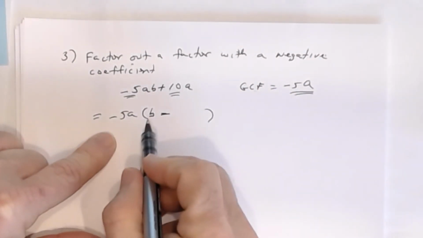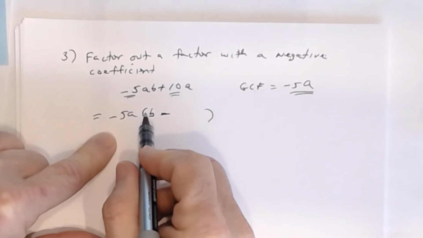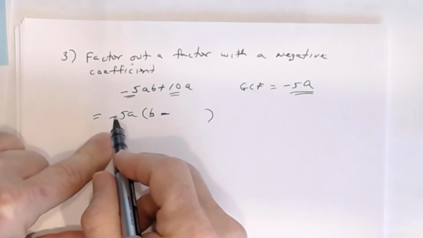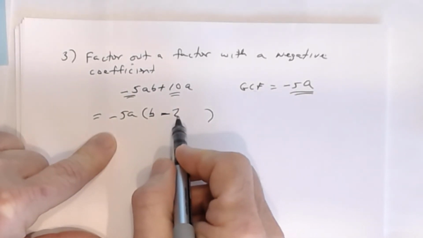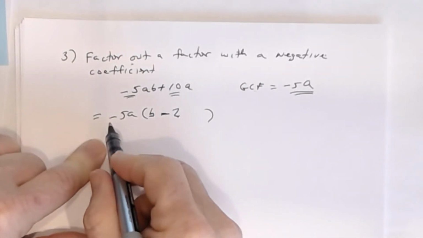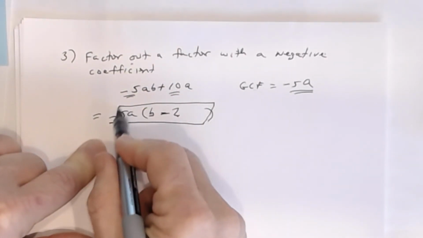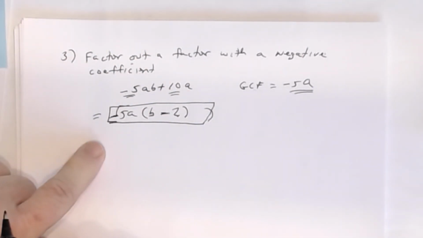Think of the distributive property. A negative 5a times a positive 5b is a negative 5ab. A negative 5a times a negative 2 is a positive 10a. And so there's your answer there. Okay, that's a negative 5a right here.